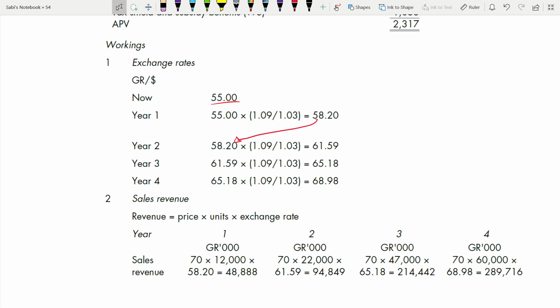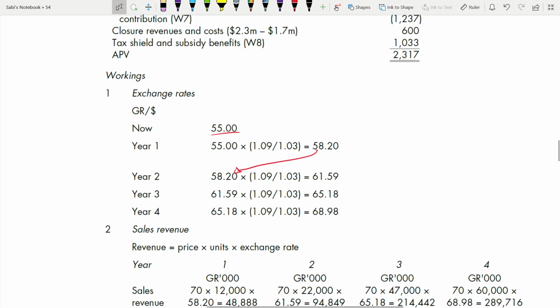Now, second working, number 2. See how they are showing working number 1, they are putting a name for that. For working number 2, they are also putting a name. Always put a name for that. What is that working? Just don't put some number and start doing any calculation.